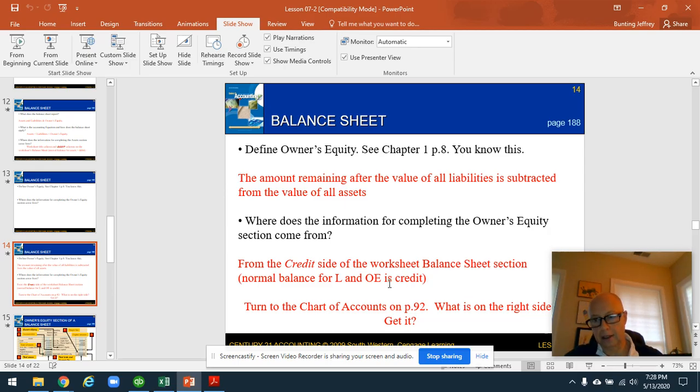Liabilities, revenue, capital. Okay, capital and owner's equity. All right. So they're all credit normal balance. Just remember that. I know you're rusty. When in doubt, turn to page 92. These are on the right side of the chart of accounts. Blowing your mind, right? This is why the chart of accounts is set up that way, and this is why I fussed at you guys to make sure it's labeled income statement accounts on the left, balance sheet accounts on the right. Okay?